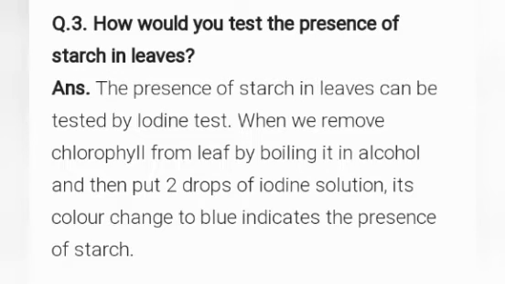how do you test the presence of starch in leaves? The presence of starch in leaves can be tested by the iodine solution test. When we remove chlorophyll from the leaf by boiling it in alcohol and then put two drops of iodine solution, its color changes to blue, which indicates the presence of starch.